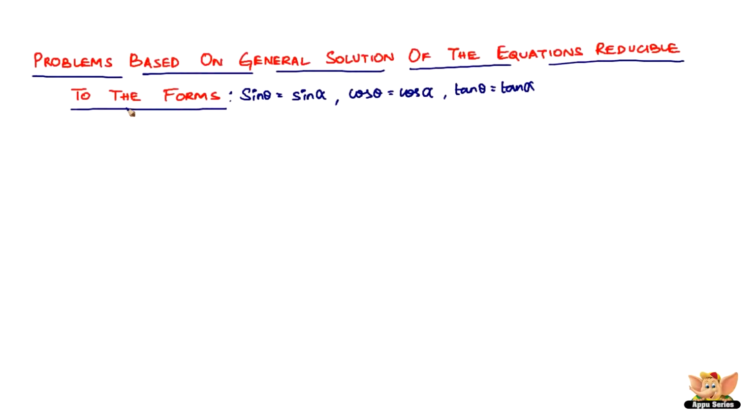In this video, let us continue to solve problems based on general solution of the equations reducible to the forms sine theta equal to sine alpha, cos theta equal to cos alpha, and tan theta equal to tan alpha. Alright, here we've got a question which says: solve sine 2 theta plus cos theta equal to 0.